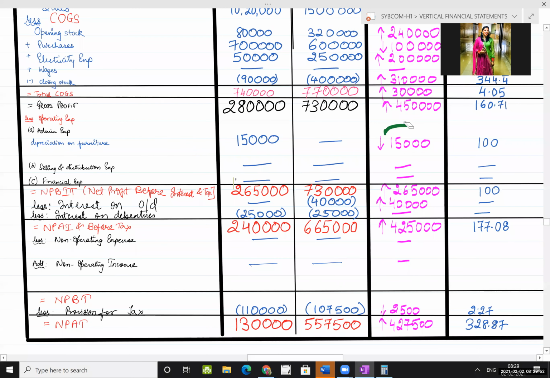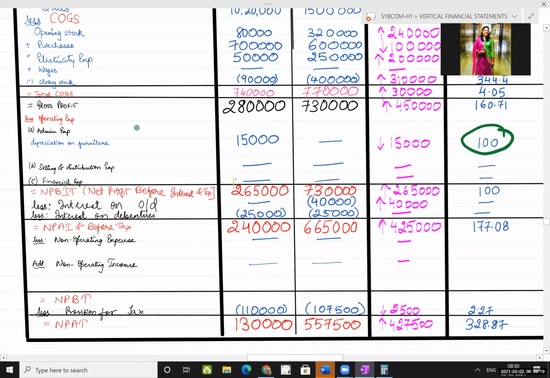ओके, yes so right. तो 15,000 divide by 15,000 into 100 will give me how much? 100%. ओके. फिर सेलिंग एंड डिस्ट्रीब्यूशन नहीं दिया है, फाइनेंशियल एक्सपेंसेस नहीं दिया है, put a dash. जो चीज़ नहीं दिया है put a dash. ओके. तो ऑपरेटिंग एक्सपेंसेस में क्या क्या आता है? एडमिन एक्सपेंस, सेलिंग एंड डिस्ट्रीब्यूशन एंड फाइनेंशियल एक्सपेंस. ओके.